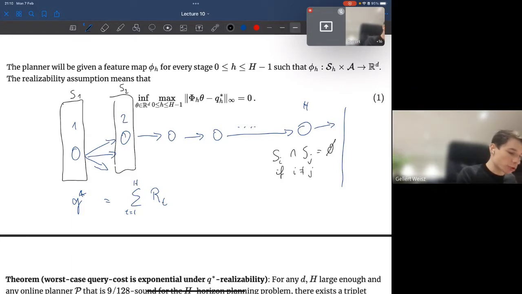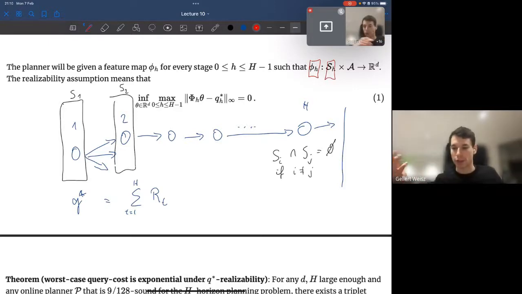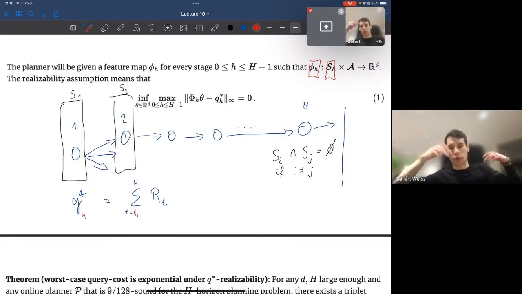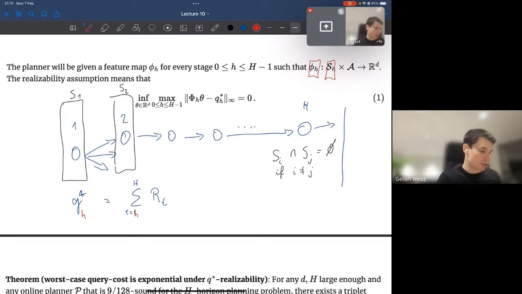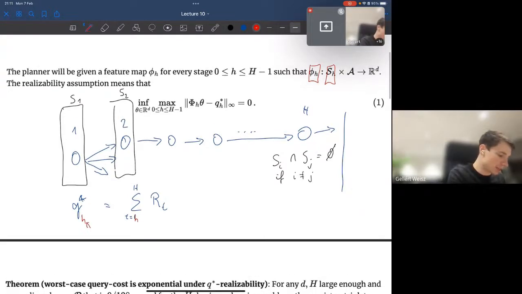Then we also put some indices on Q star and the features. Just as you would imagine, phi h goes from S h, so it just denotes the stage that we're in. When we say Q star, we also give it an h, and then we count from h to capital H. So we look at the remaining number of actions to take, add up their rewards, and that's going to be our Q star. So now we have this index here.